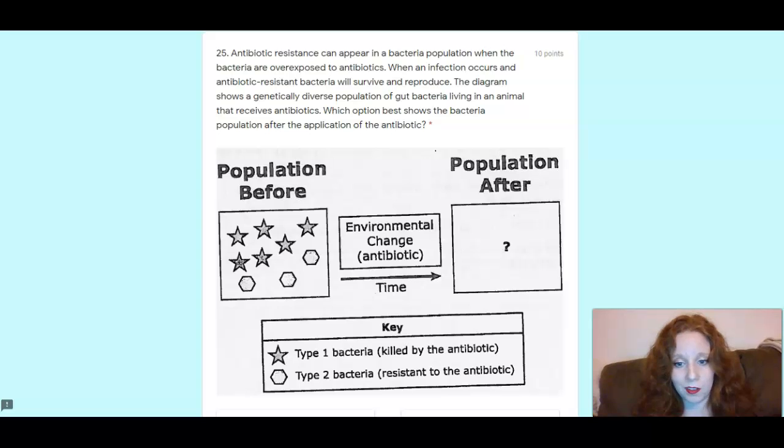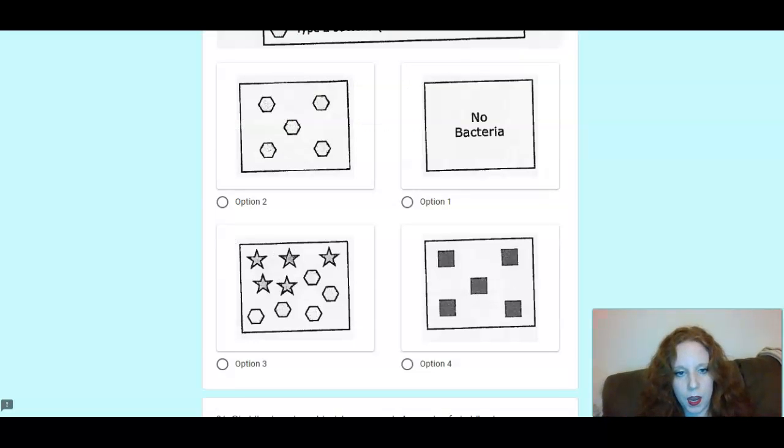Type 2 bacteria resistant to the antibiotic, which means they are not killed, which means they get to reproduce and pass their genes on to the offspring. So I'm guessing there's going to be a lot of hexagons in the answer. Let's see what your answer choices look like. So our options are a little jumbled here. Option 2, a lot of hexagon. Option 1, everything died. Option 3 looks exactly the same as the beginning picture. And option 4 has a brand new type of bacteria that we have no information about whatsoever.